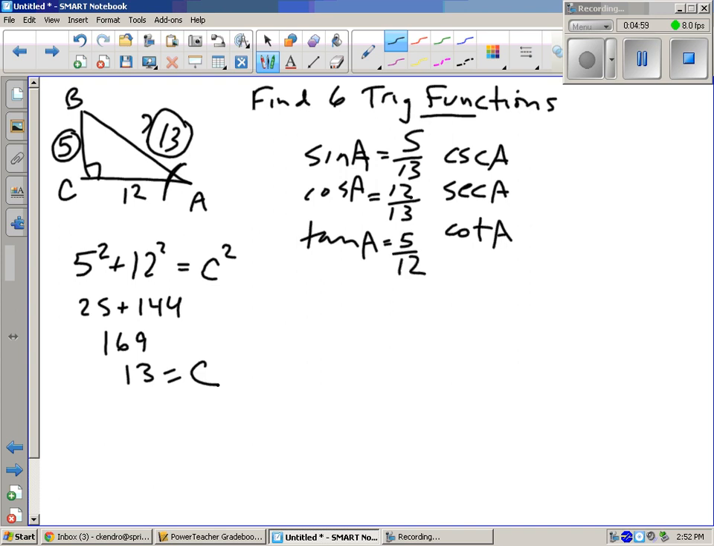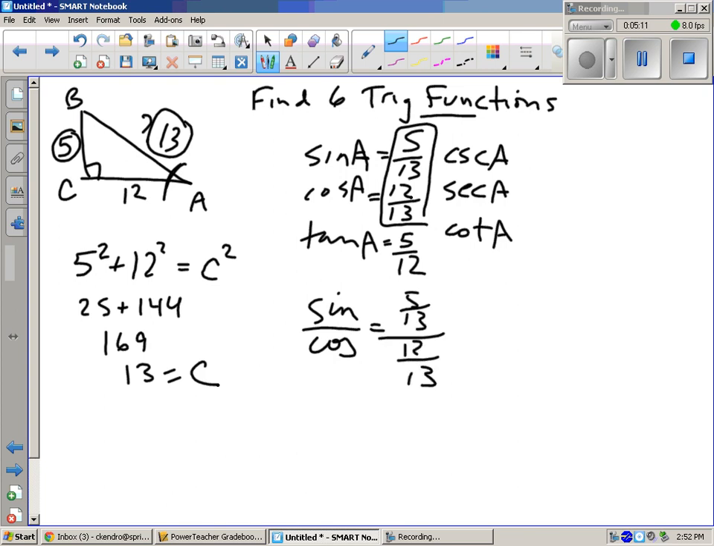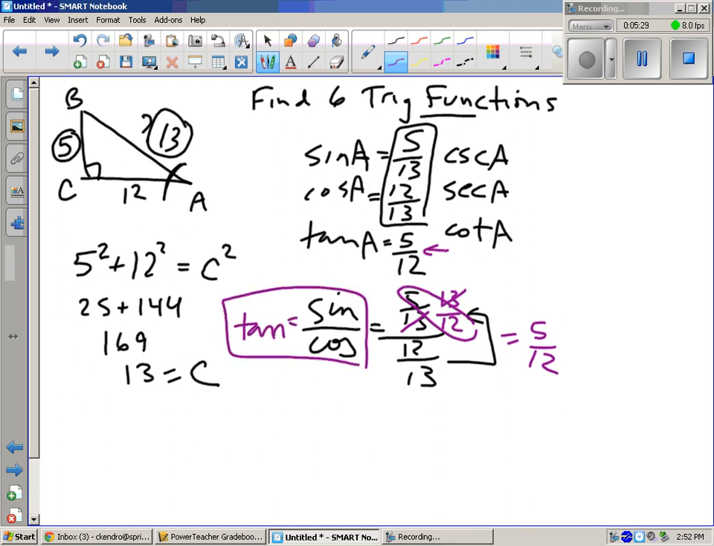If you notice, tangent could also be thought of as sine over cosine because I have 5/13 over 12/13. I flip this one over, that was 13/12. 13 cancels. You're left with 5/12 right here. And that's what our tangent was. So another way to think of tangent is sine over cosine. That's another identity. Besides those 6, it has another one.